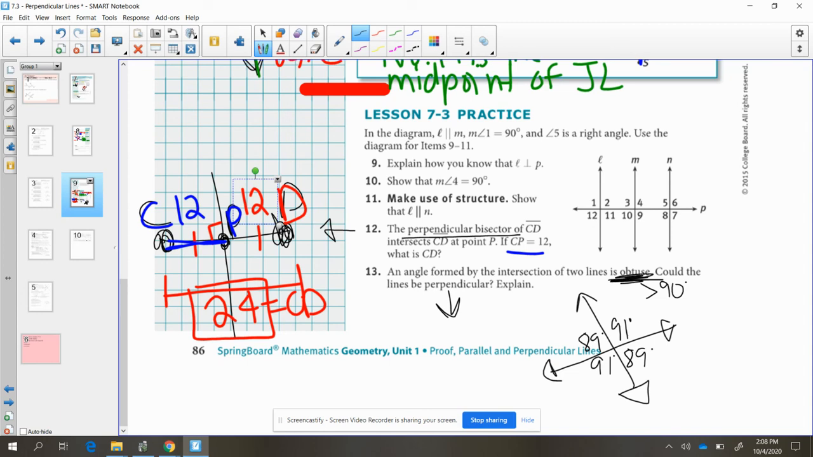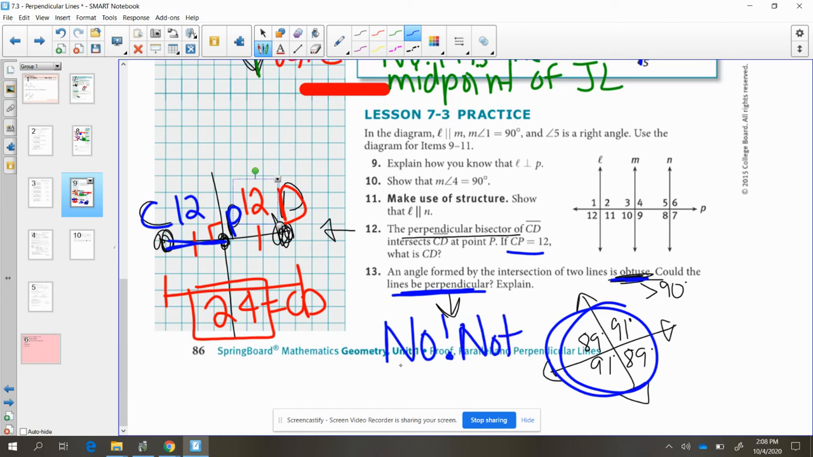If this is obtuse, it's not a right angle. This is not creating 4 right angles, right? These are all different angles. So could these lines be perpendicular if the angle is obtuse? No, right? Not for 90-degree angles are going to be formed, right? We're not going to have four 90-degree angles on that.